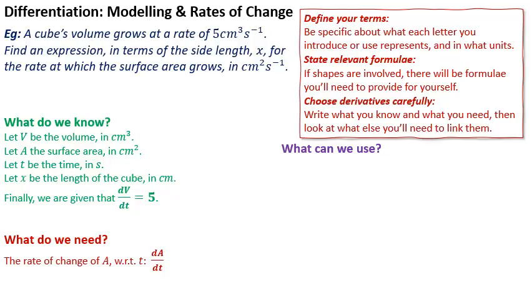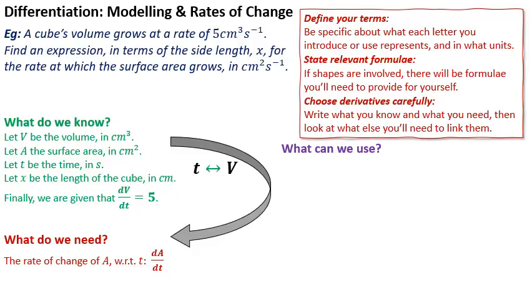What do we need? The question asks us for the rate at which the surface area grows. In other words, that's dA by dt. It says in terms of the side length x, so I'm expecting this result, even though it's the rate at which area changes and it's with respect to time, we're expecting it to involve x somehow. So how do we get between them? Well, we've got a link between t and V. We need a link that takes us all the way from t to A, a connection between t and A.